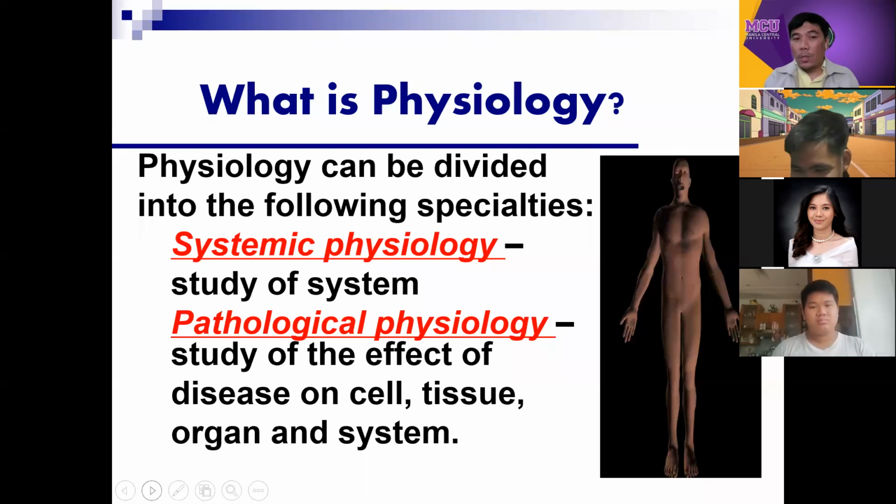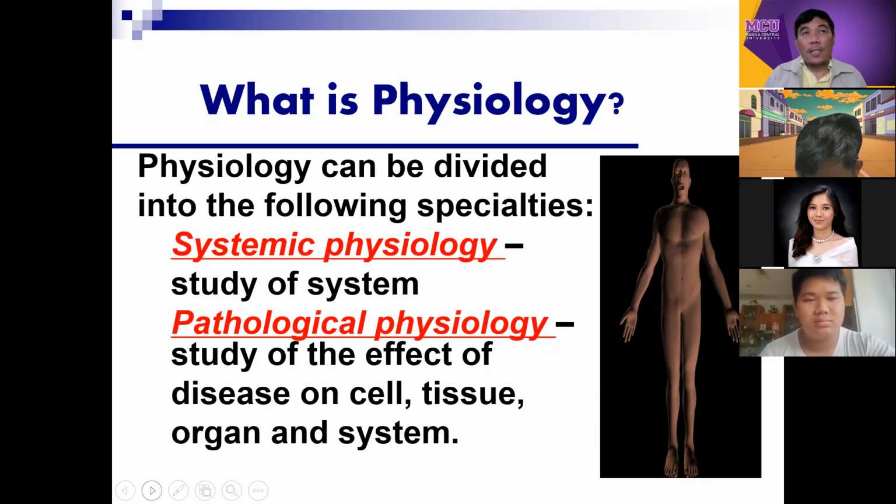Now, we have discussed also pathological physiology. Pathological physiology is composed of the study of the cell, the tissue, the organ, and the system in relation to the disease process. So as I told you, if the client experiences cerebrovascular accident, I can already identify that I need to assess the function of the brain and the function of the blood vessels, which are connected with the nervous system.